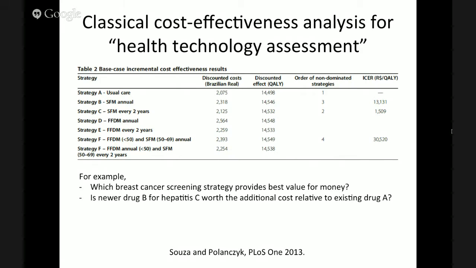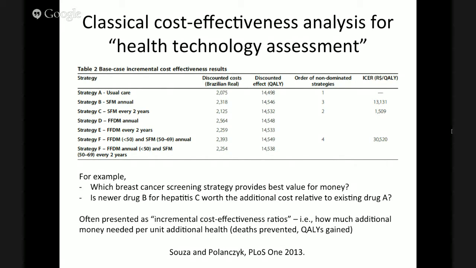And another question that's been more of interest recently is, healthcare pharmaceutical prices have gone up. Well, a newer drug may be more effective, for instance hepatitis C, but is it worth the additional cost relative to the existing technologies? Classical cost effectiveness analysis presents what are called incremental cost effectiveness ratios. In other words, how much additional money is required per additional unit of health bought. So dollars per death prevented or dollars per quality adjusted life year gained.